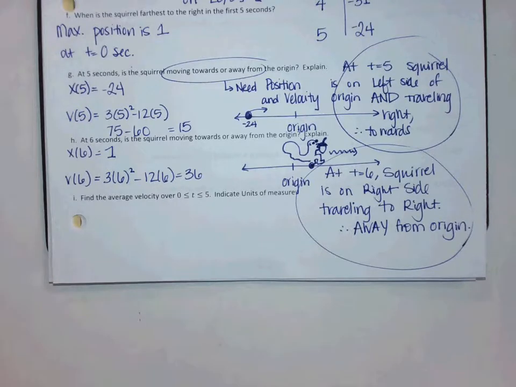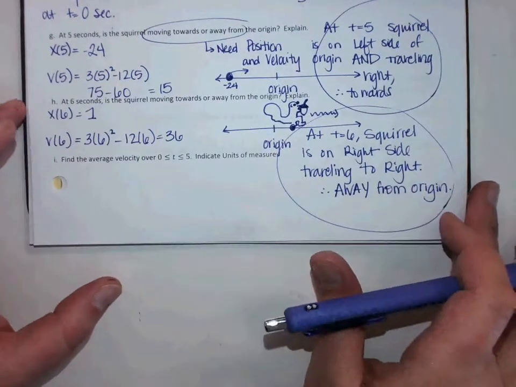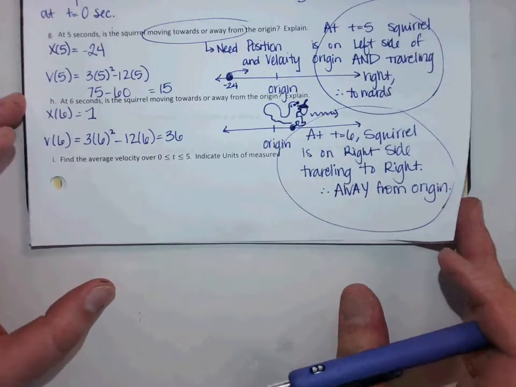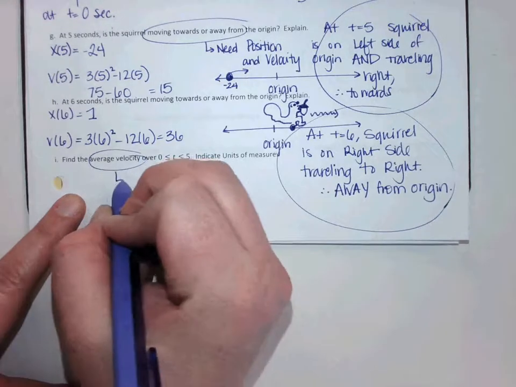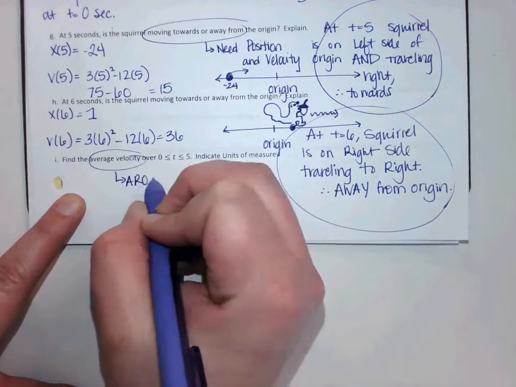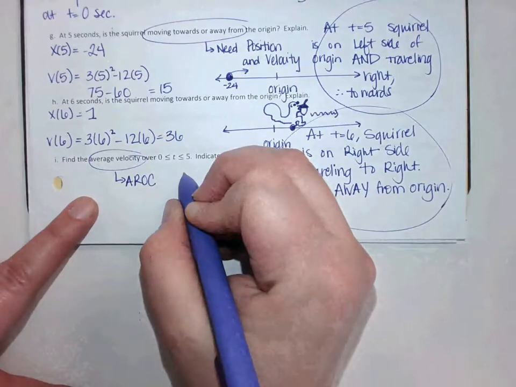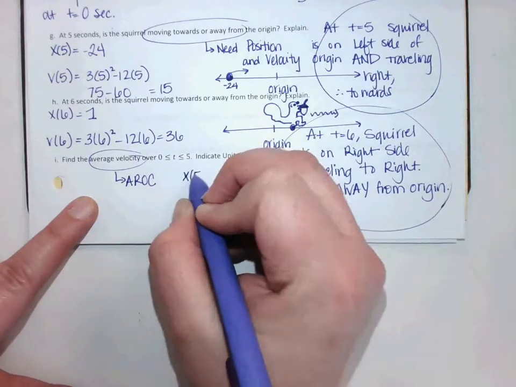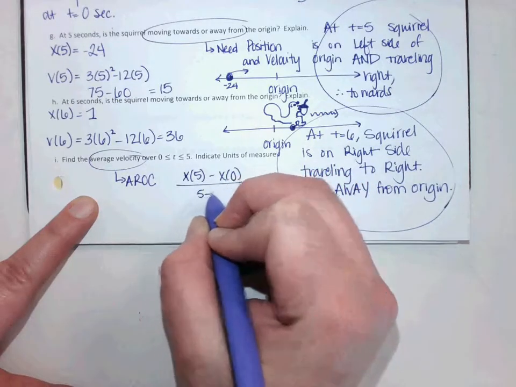Okay, last one. I want average velocity, 0 to 5. Do I plug in 0 or 5 to velocity? No, that's an average rate of change. Okay, and also notice they didn't give me just one value, they gave me two. That's an interval. So, yep, you do x of 5 minus x of 0 over 5 minus 0.